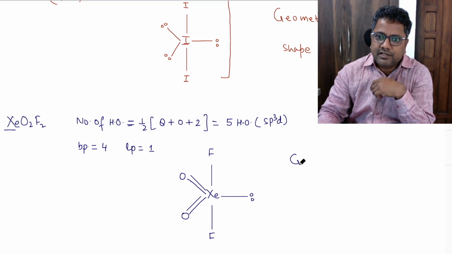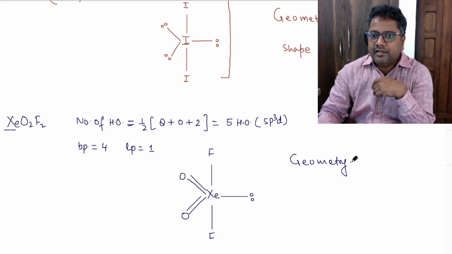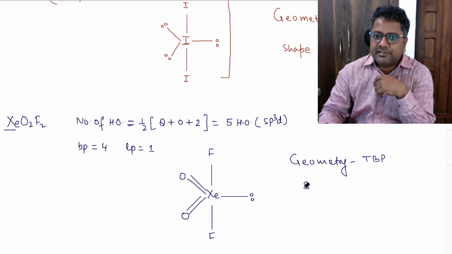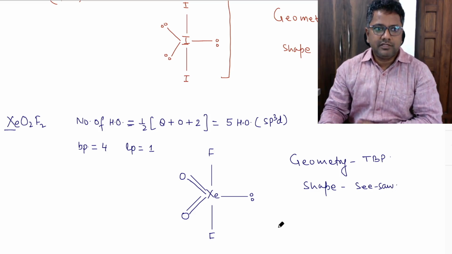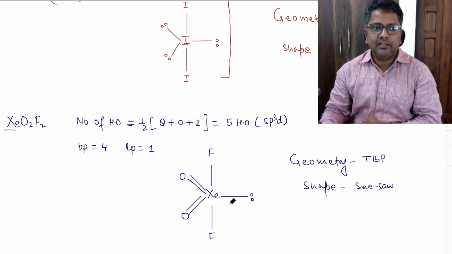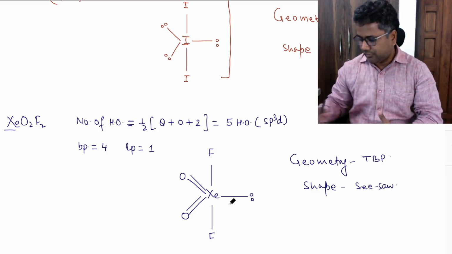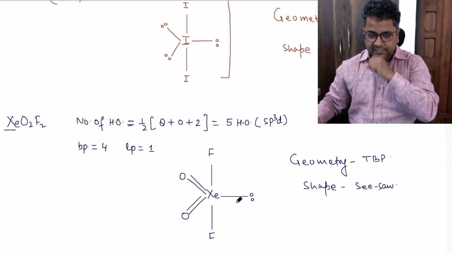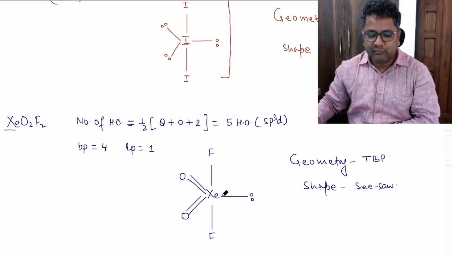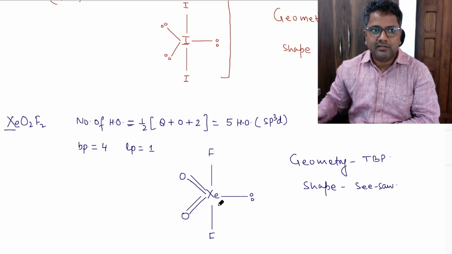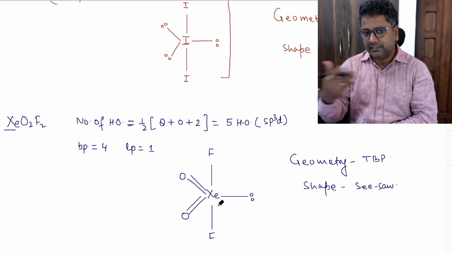So geometry is TBP and shape is seesaw. Right? So in this way you can explain the structure of these molecules. See, still some more things are required here, but that you should do in the next phase.